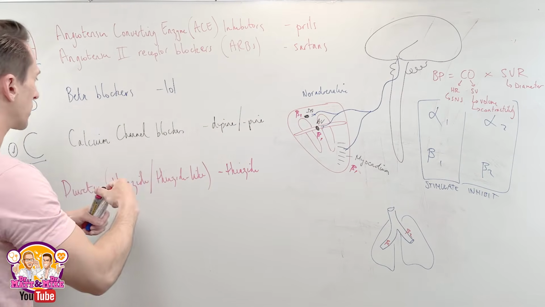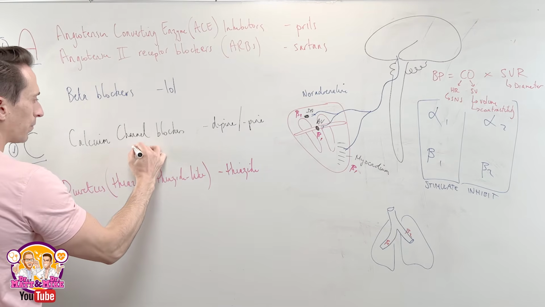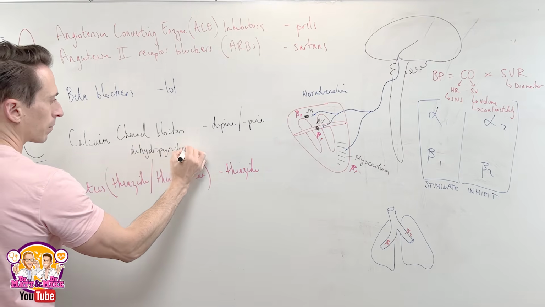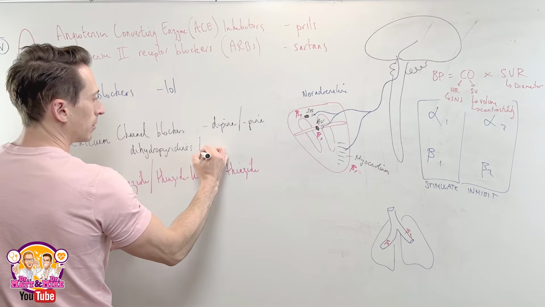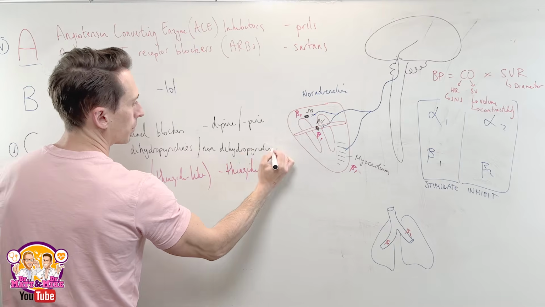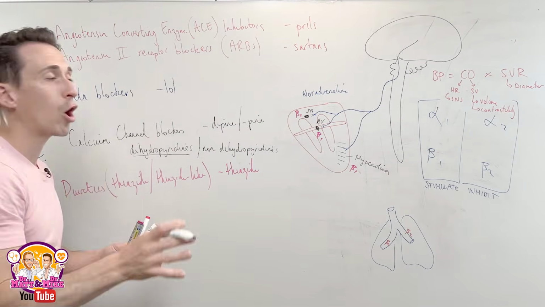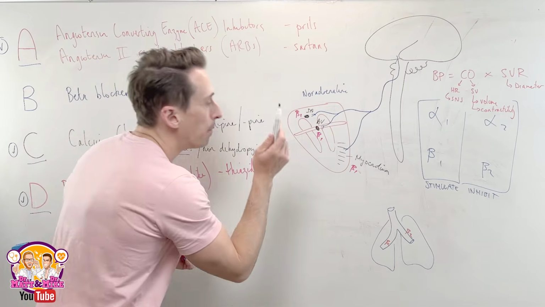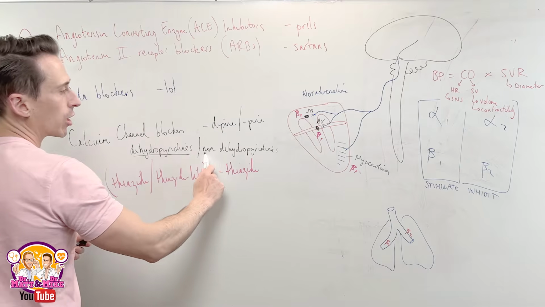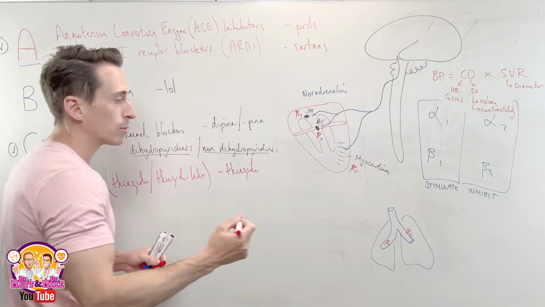But in actual fact, calcium channel blockers come in two major types: the dihydropyridines and the non-dihydropyridines. The dihydropyridines are probably the most commonly used calcium channel blockers for hypertension, and they do work here at the heart, right? But there are the non-dihydropyridines, and they work at the vascular smooth muscle.